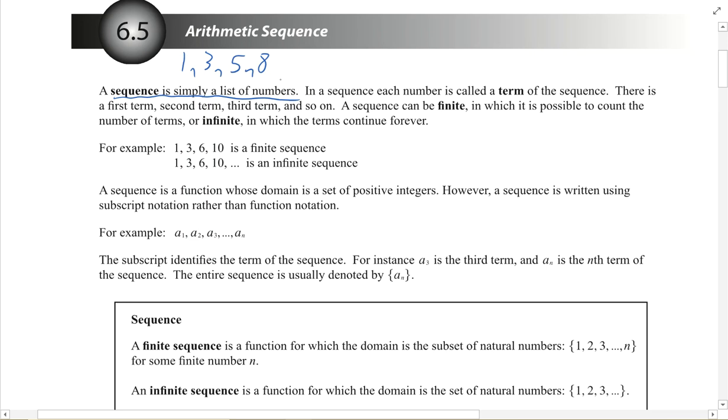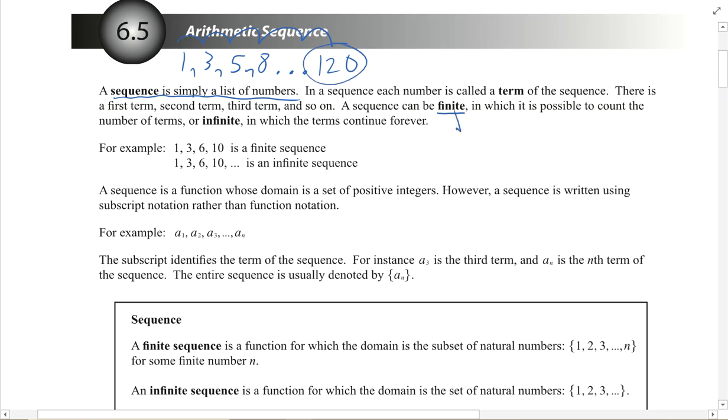Now we can have a finite sequence where we go dot, dot, dot, and then we list our last term, which, maybe we say it's 120. I haven't worked out the sequence altogether. Each term follows a pattern and goes all the way up to your last term. So that is a finite sequence. Finite means there is an end.